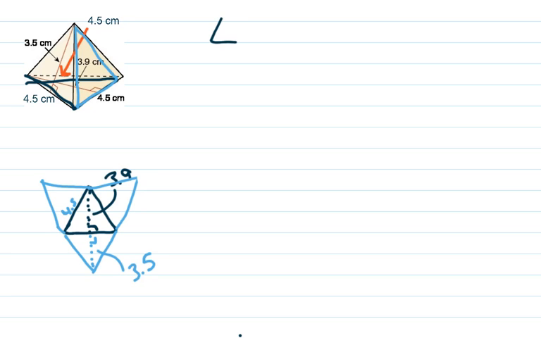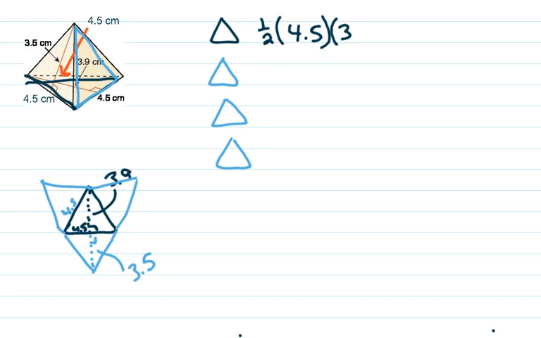So I've got 4 triangles to find the area of. The base triangle, and then the 3 matching edge triangles. And they're not always going to match, but they just happen to in this case. Triangle area is 1/2 times the base times the height. So the base of that triangle is 4.5, and the height is 3.9, making its area 8.775.